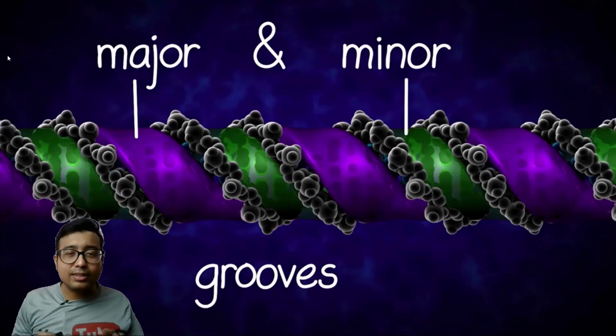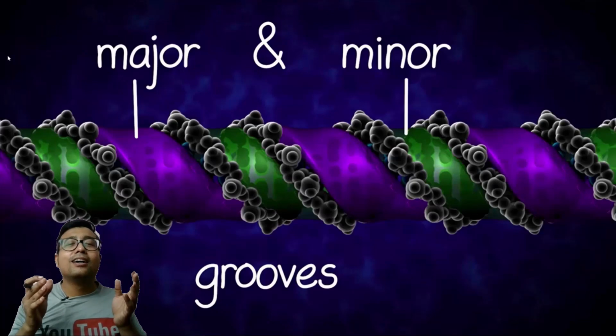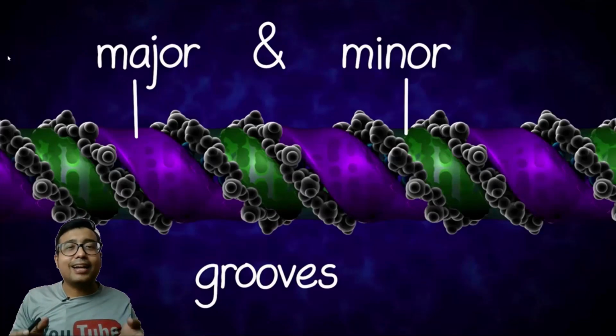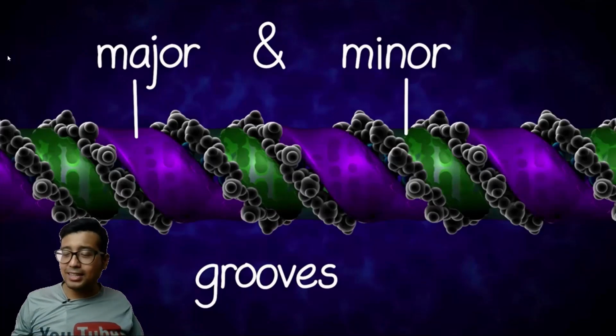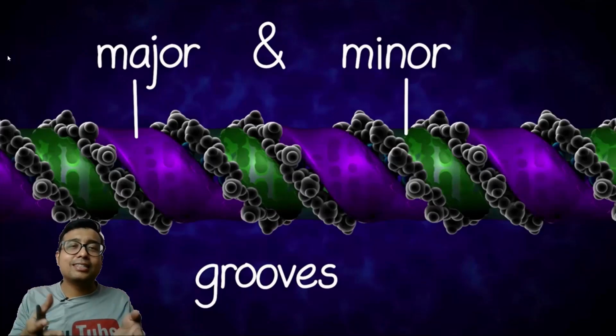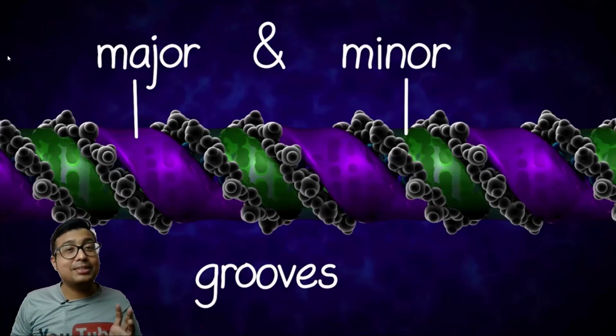What's the importance of major and minor grooves? They are the sites where proteins will attach. Proteins will interact with DNA based on the major and minor grooves. What proteins? I'll tell you in a while: nucleosome, histone protein, those things.